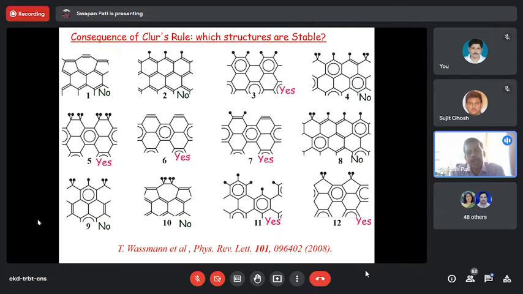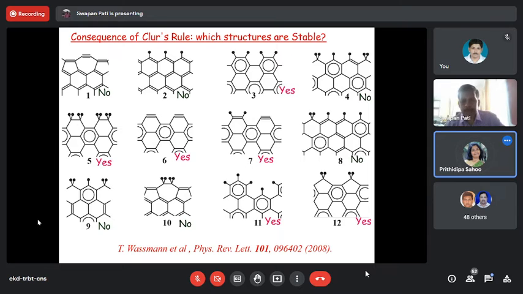Exactly. Beautiful. You can look at this paper. More detail will be there. So there will be no angle strain. No, it will not be planar, of course. We are not talking about the planarity, but about whether the structure is energetically stable or not.